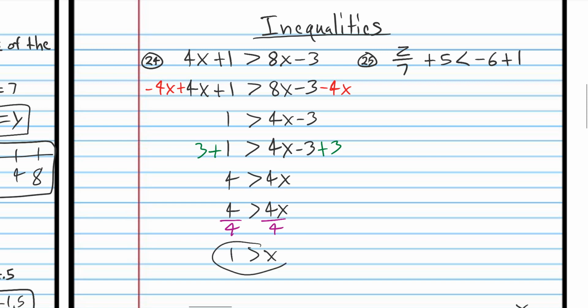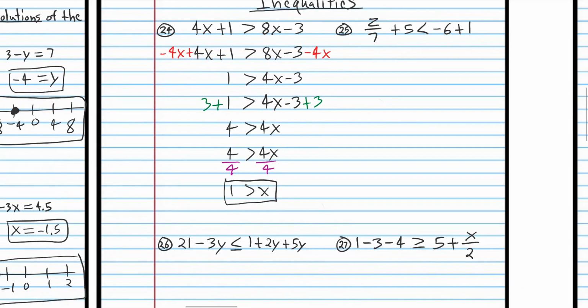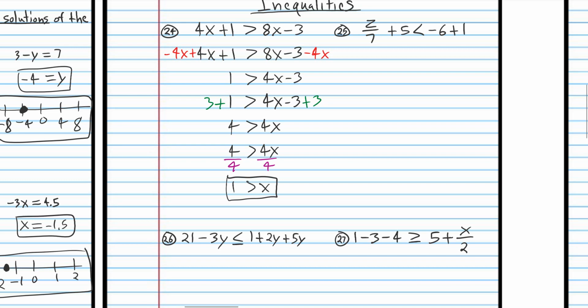But if you read this left to right, it's 1 is greater than x. So don't be confused by that. That's a greater than symbol, because if you read it left to right, Pac-Man wants to eat the bigger number, so we say that 1 is greater than x. But if you want to read it right to left, it would be x is less than 1. So that is the algebraic solution to this inequality. So you can see solving inequalities is really easy. It's just the same thing that we've been doing.